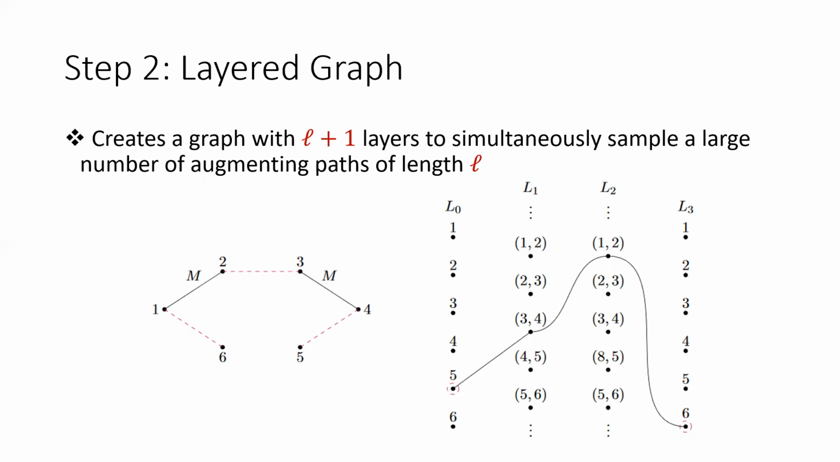Now, the layered graph randomly chooses edges between vertices when there are edges present in the corresponding graph on the left. This induces a number of augmenting paths, and thus we can sample a large number of augmenting paths from this layered graph.